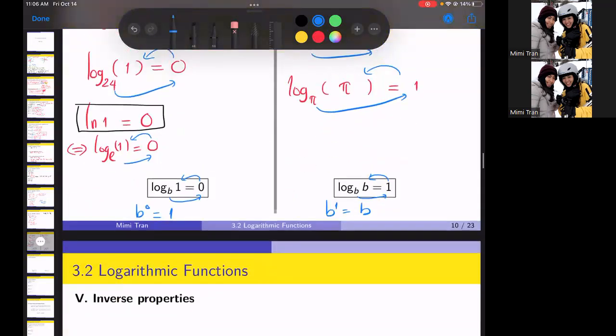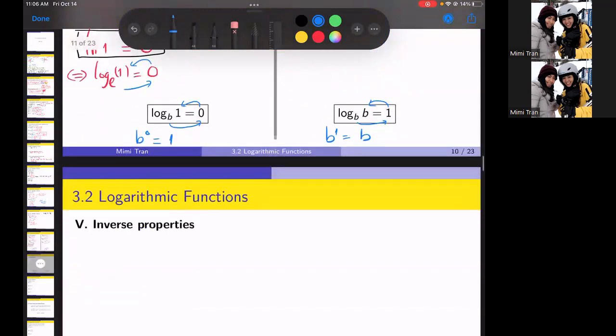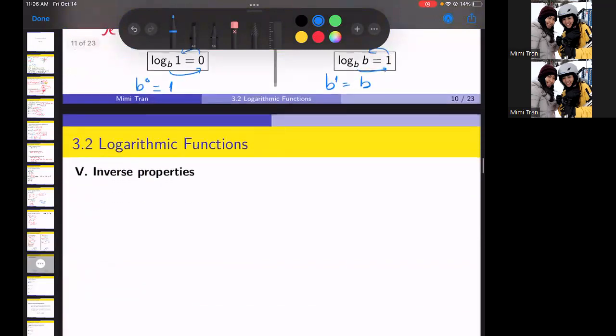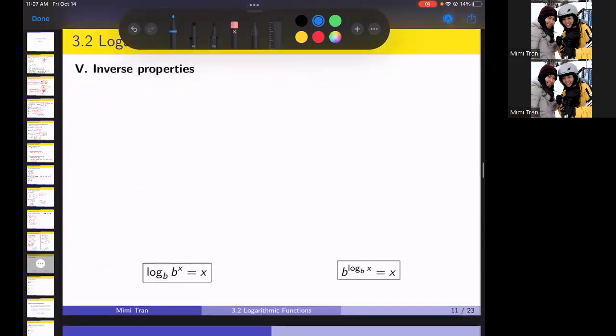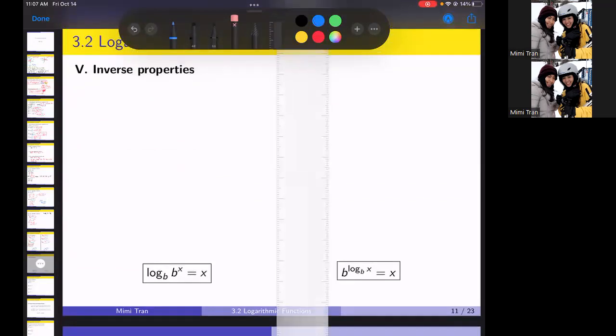All right, that's enough of it. Just remember log base b of b equals 1. Inverse properties. Remember what I said, log and exponential undo each other, right? They're like matter and antimatter. Every time they go near, things disappear, right? So this one right here: log base b of b to the x equals x.